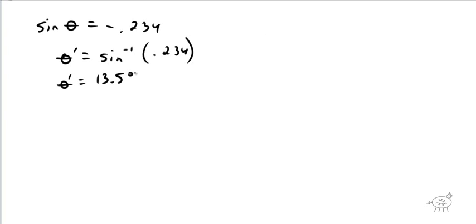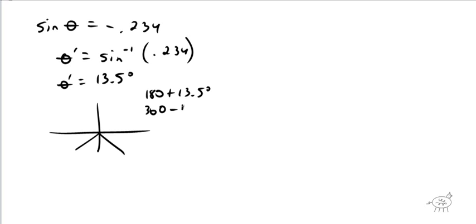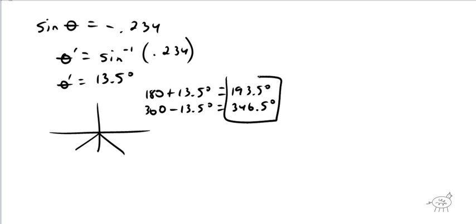All right, and then remember the second step was to say, well, where's sine negative? And you say sine's negative here and here. So you say 180 plus 13.5 degrees and 360 minus 13.5 degrees. So you've got 193.5 degrees and 346.5 degrees. And that's it. Okay? Pretty easy.